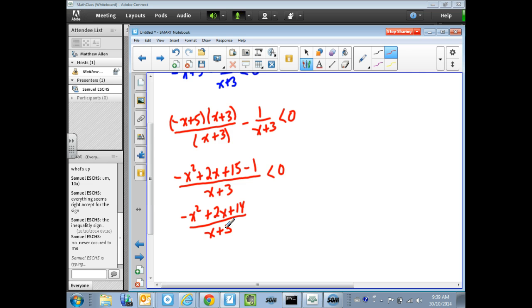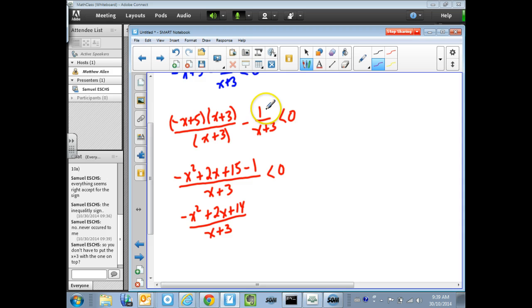Okay, apparently there's nothing going on in the hall as far as I can tell. So you don't have to put the x plus 3 with the 1 on top. You're saying an x plus 3 up here?